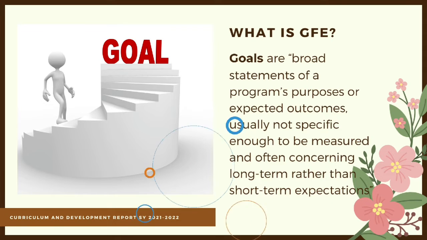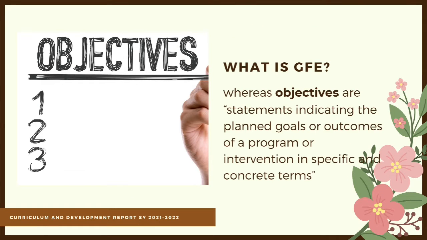Goals are broad statements of a program's purpose or expected outcomes, usually not specific enough to be measured and often concerning long-term rather than short-term expectations. Whereas objectives are statements indicating the planned goals or outcomes of a program or intervention in specific and concrete terms.